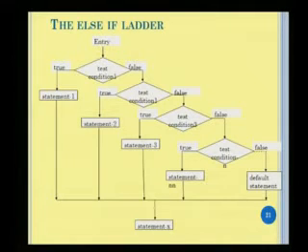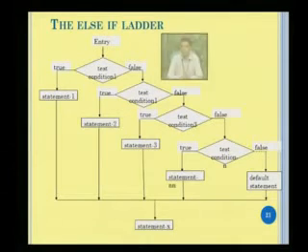The flowchart of the else if ladder block is defined here. Entering into a loop, then test condition once. If my condition is true, it will print the true statement, that is the statement 1 block. If the condition is false, it will go to the test condition of the second block, and if the condition is again false, it will go to the test condition of the third block, and similarly to the n blocks.